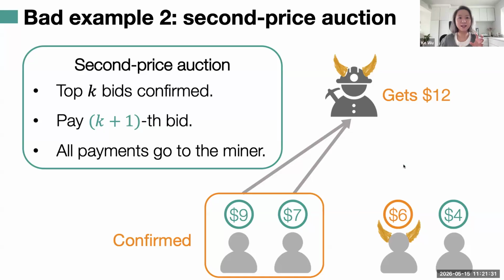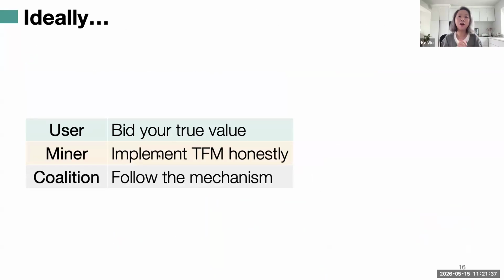So this gives us the second and third desired properties. We see that in a second price auction, the miner can gain more profit, get more revenue at the expense of the users, which we do not want to happen. So we want to make sure that the miner is incentivized to implement the transaction fee mechanism honestly. If the mechanism says the miner should do this, then the miner is doing exactly what it is told to do. And the same for miner-user coalitions. Even if the miner forms a coalition with some users, they're still incentivized to follow the mechanism honestly.